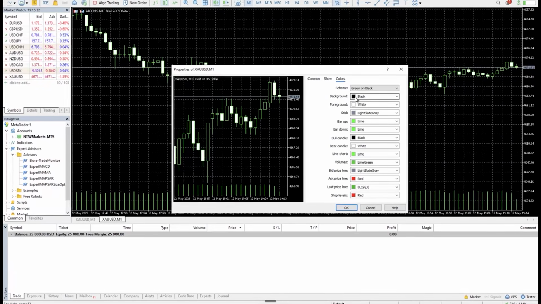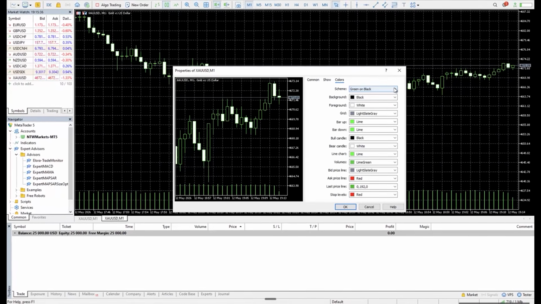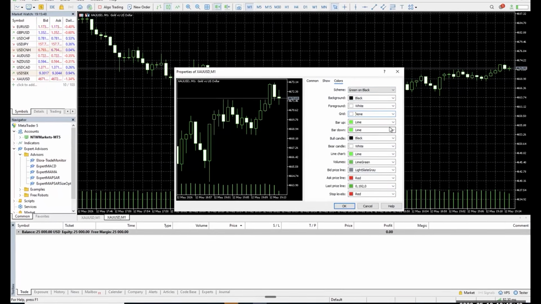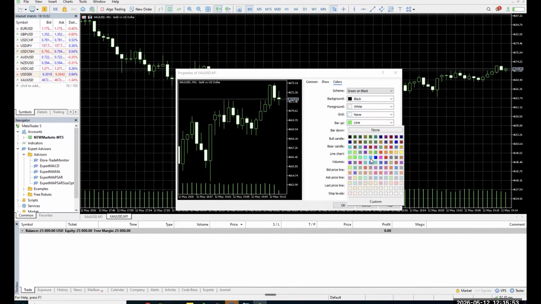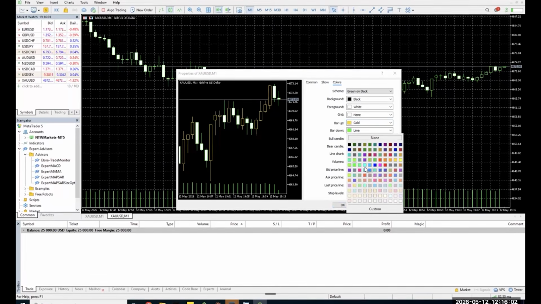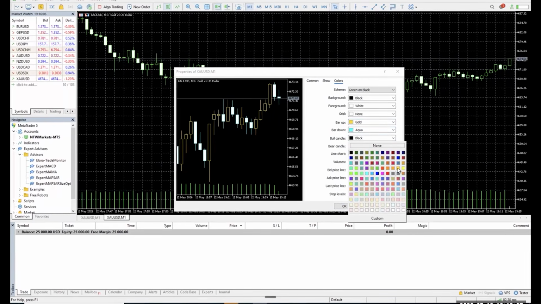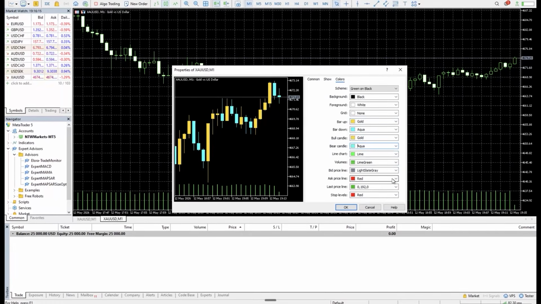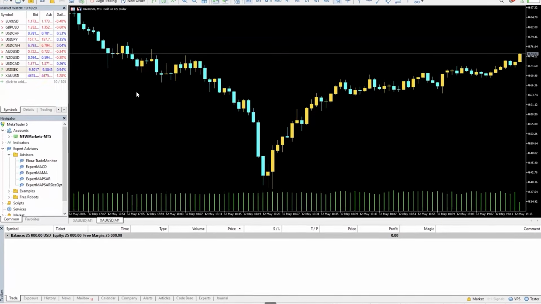So I'm going to go ahead and set up my chart right now. Let's go ahead and do no grid on a clean background. Bar up is going to be gold for me. Bar down is going to be blue, sky blue, aqua. Bull candle is going to be gold. Bear candle is going to be aqua. All right, everything else is pretty much fine. All right, this is how it looks. Simple, nice and neat, okay?